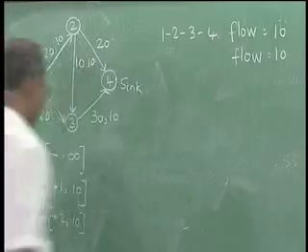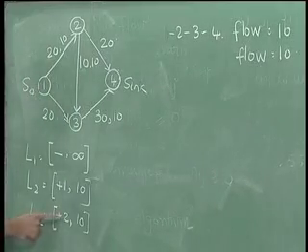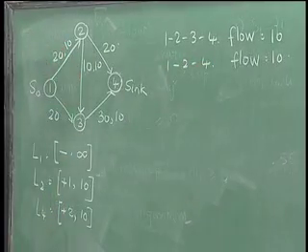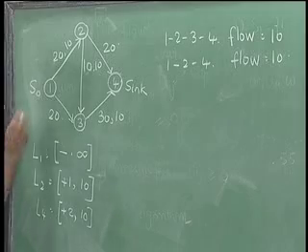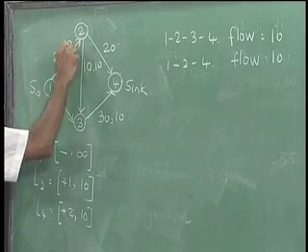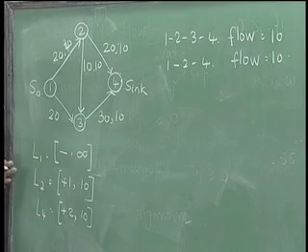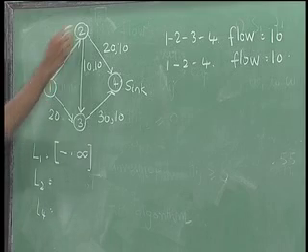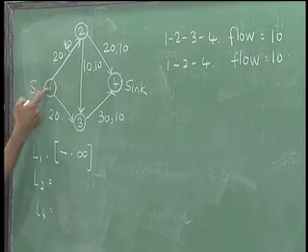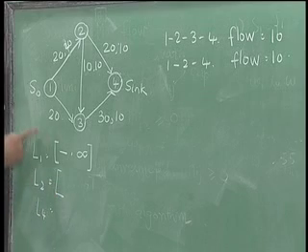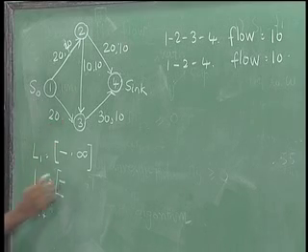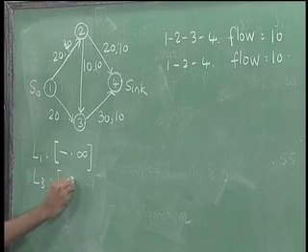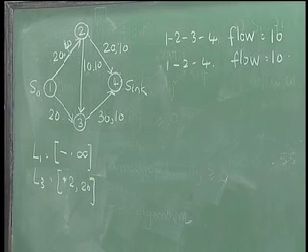flow can be increased by 10, and then you have 2 to 4, 1 to 2, so you have 1 to 2, 2 to 4 with flow equal to 10. Now update it, so 1 to 2 becomes 20, 2 to 4 becomes 10. Now go back and do this again. So 1 to 2 you cannot do, so you move from 1 to 3. So 1 to 3 you have 20 and 0, so you put label L3 as plus 2 comma 20.